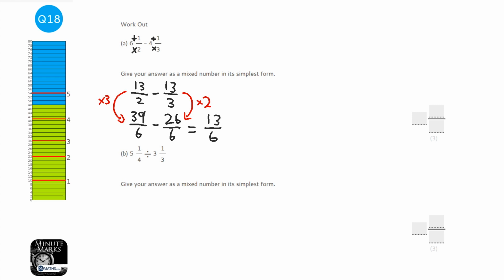So we need to make it a mixed number in its simplest form. So we ask ourselves, how many sixes can I take away from 13? Well, I can take away 2 whole ones. How many remainders do I have left? Well, 6 times 2 is 12, so it's going to be 1 remainder, and the bottom of the fraction stays the same. So it's going to be 2 and 1/6.